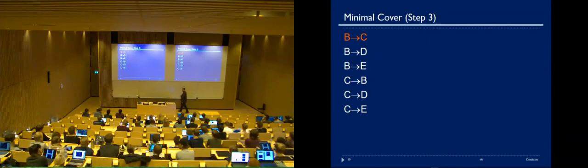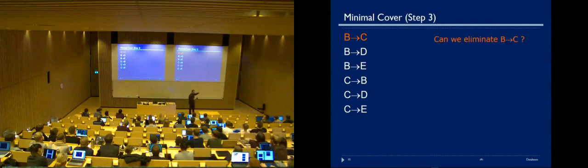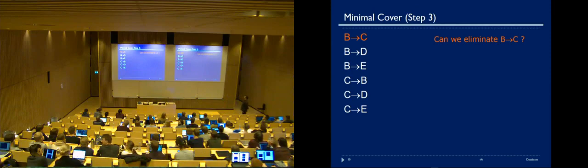We can check whether some of the dependencies in our set of 6 is really unnecessary, because we can just take it out, and we can still conclude that it's true by using the others. So the question to ask at this moment is, for example, can we eliminate the dependency that B determines C? Can we just get that from somewhere else?